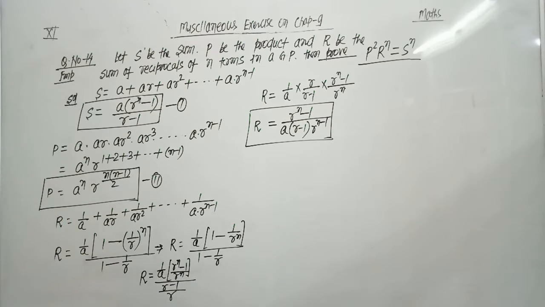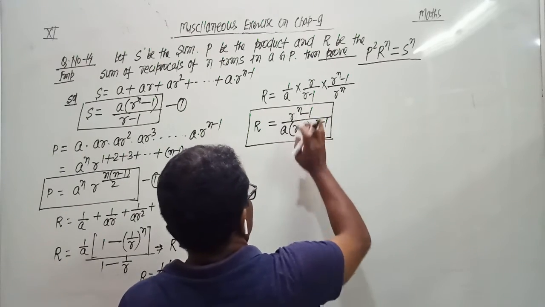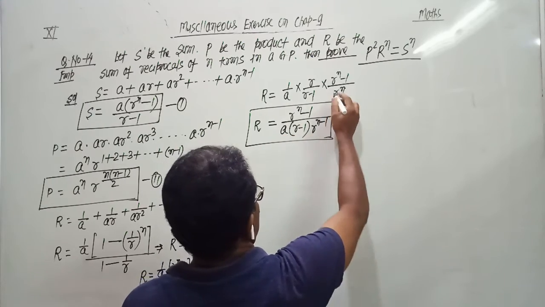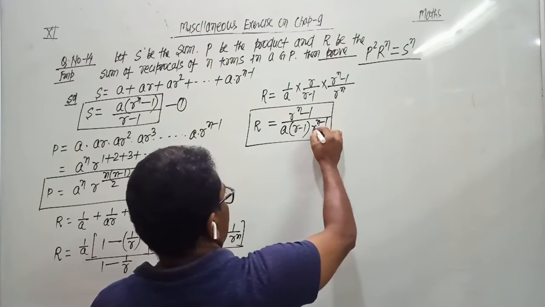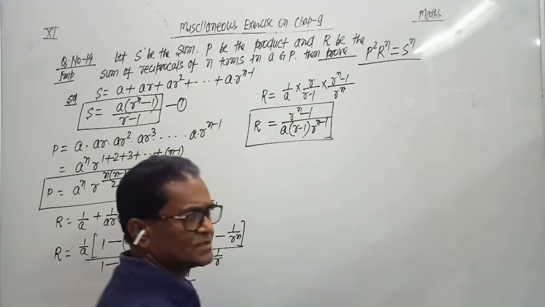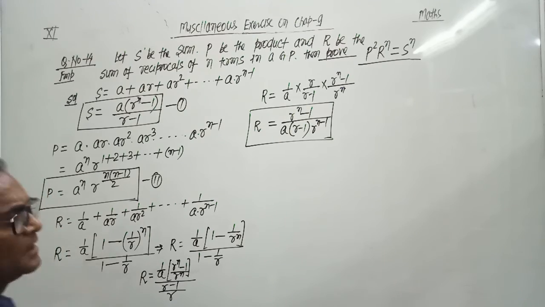The value of capital R, the sum of the reciprocals of n terms, equals to R raised to the power n minus 1 upon A into R minus 1 into R raised to the power n, and this comes at the place of denominator. So its power is subtracted.